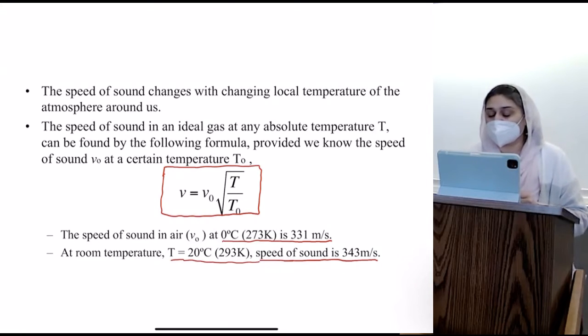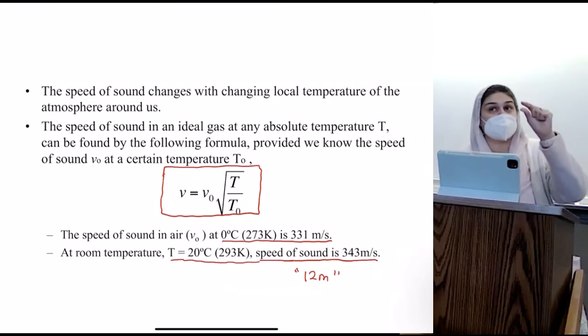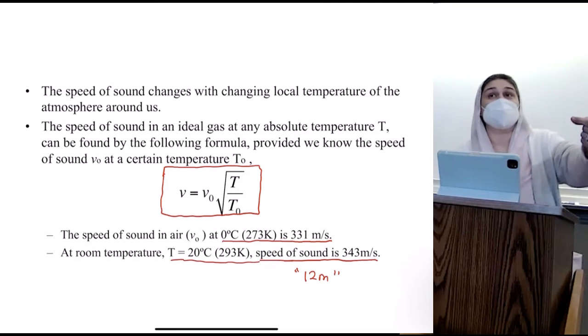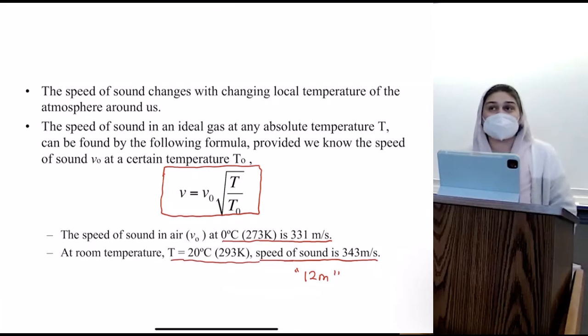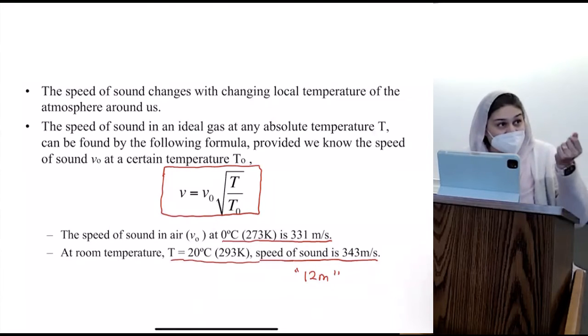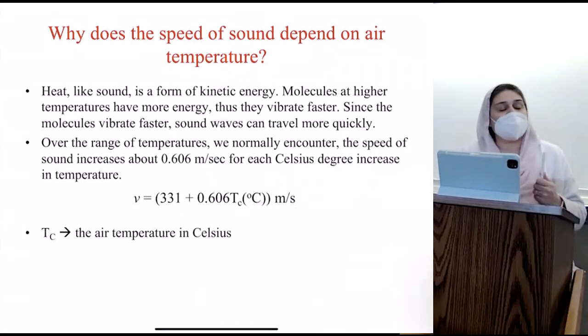And that is a difference of, give or take, about 12 meters. So just changing the temperature from room temperature to 0, sound actually travels less distance in 1 second. And 1 second is how long? 1/1000? So it travels 12 meters less. Okay, so why does this happen?